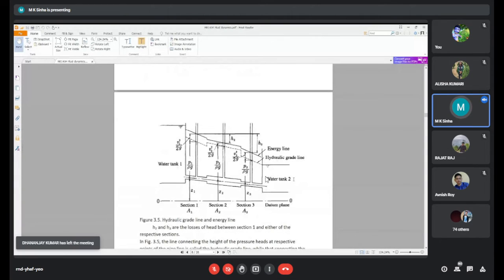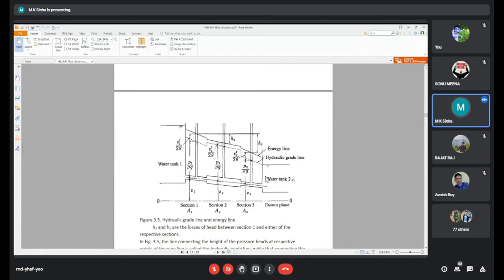This is the generalized figure. The cross section of the flow is mentioned here. At section 1 the area is A1, at section 2 the area is A2, at section 3 it is A3, and the potential head, that is the elevation, is given as Z1, Z2, Z3, and we take the elevation from what is called the datum.